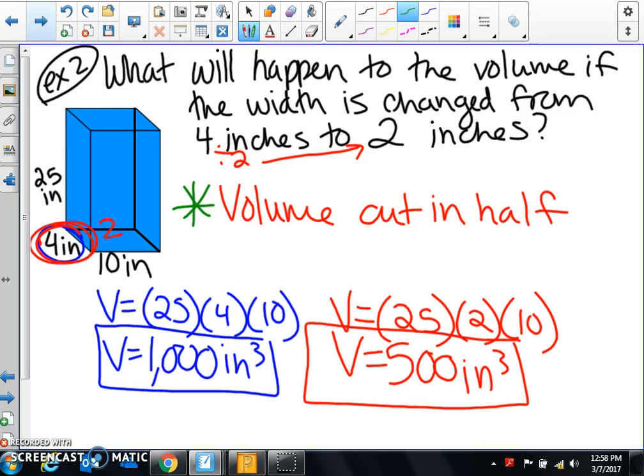Now here's the thing. You can only change one attribute at a time. So you can only change the length or the width or the height. You can't change all 3 at one time or things get crazy. So make sure you're careful about that. So like I said, volume, super duper easy.